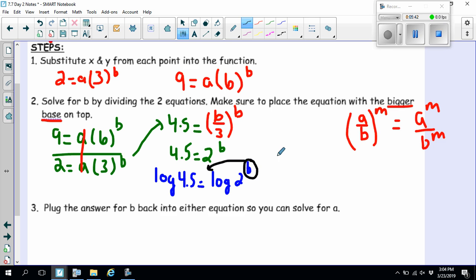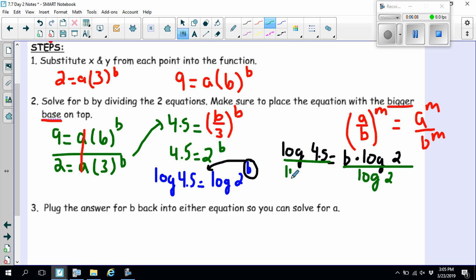Okay, now that we've done that, I now have log of 4.5 equals b times log of 2. Now we're trying to isolate our b, so what I'm going to do next is divide both sides by log of 2. Once again, you will probably be getting decimals here, so that is okay. Divide this also by log of 2, because this cancels. Then we'll go ahead and round to 2 decimal places.